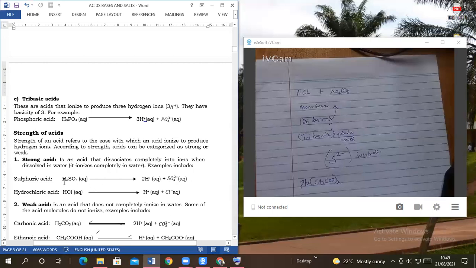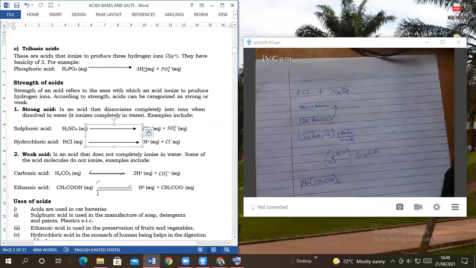If you want to show that something has dissociated or separated into ions completely, it is shown by one arrow. But if something is weak, it has a possibility of going back. You show using two arrows that if this thing combines with this, it goes back easily. That shows that it's weak. So a weak acid is an acid that does not completely ionize in water. Some of the acid molecules do not ionize. That is what we mean by weak acids.